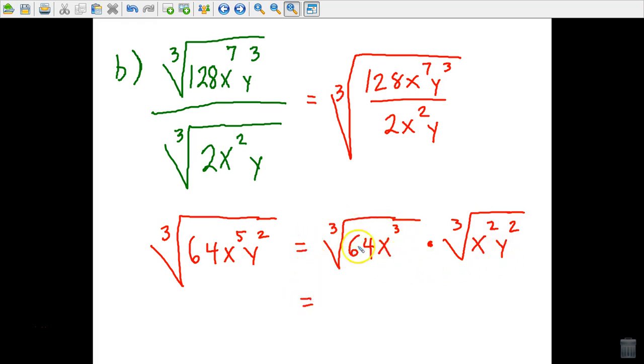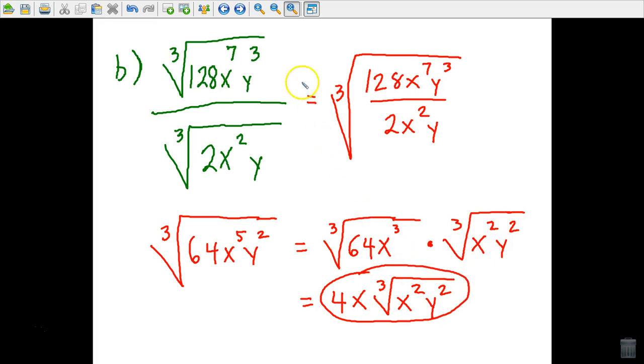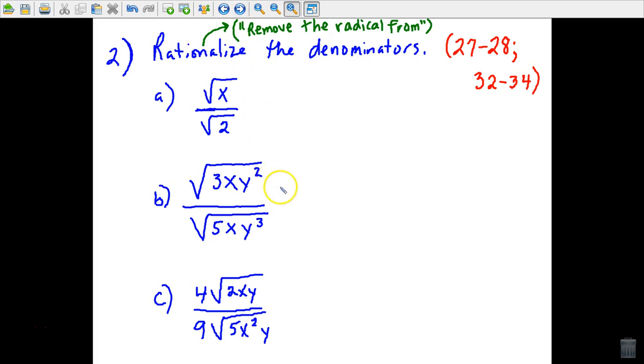So we are ready to simplify this left radical. The cube root of 64 is 4. The cube root of x to the third is x. And then we're going to multiply by this radical, the cube root of x squared, y squared, to get to our final answer. Okay. Well, in some problems, reducing and then simplifying the radical is not possible. Like in this case with letter A, x is not divisible by 2, so it doesn't really help me to rewrite this problem as the square root of x over 2.